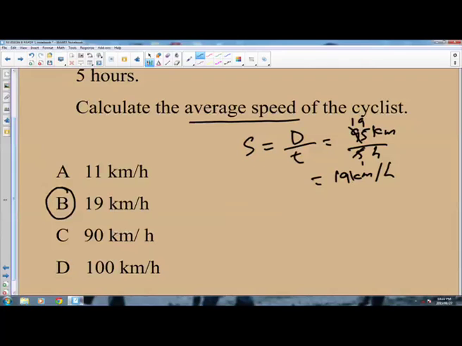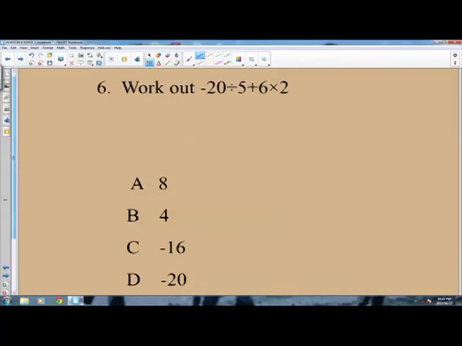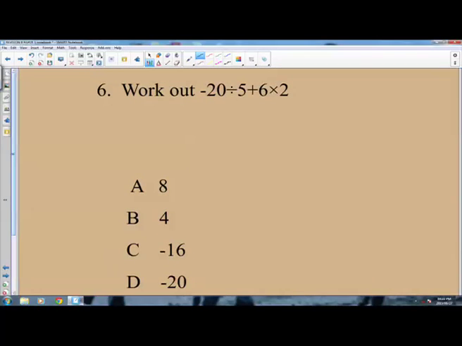And let's look at question number 6 now. Question number 6 says, work out minus 20 divided by 5 plus 6 times 2. So this is what is given. Before you can work out this, you need to apply what we call the BODMAS rule, which says brackets, of, division, multiplication, addition, and then subtraction.